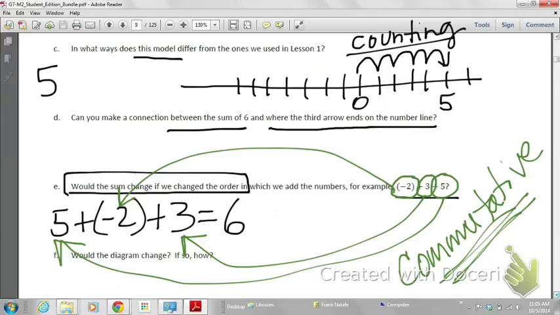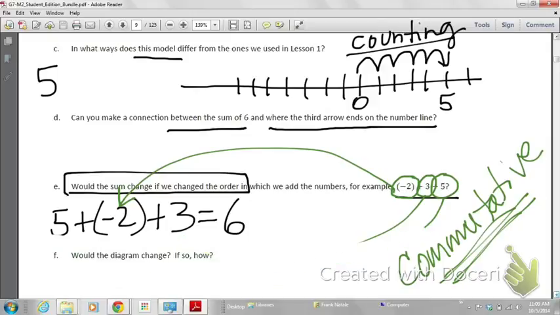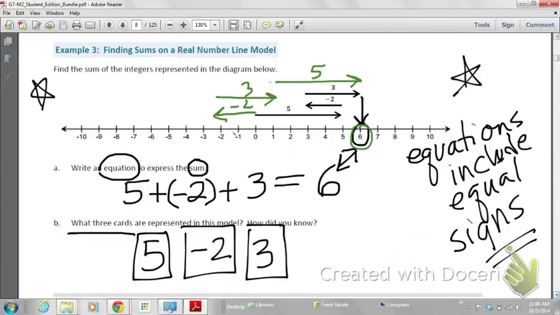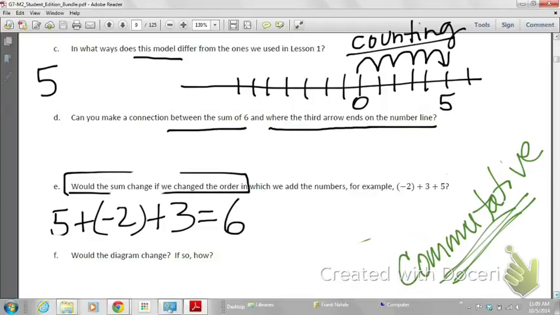Looks like I've missed one problem down here. Let me clean all that up. The last question is: would the diagram change, and if so, how? Well, I guess I got ahead of that one. Yes, the diagram does change. It starts left, heads right. The first diagram went right, left, right. But everything still ends at 6. So the answer to this question would be yes.